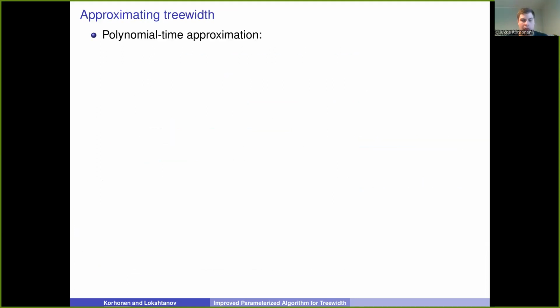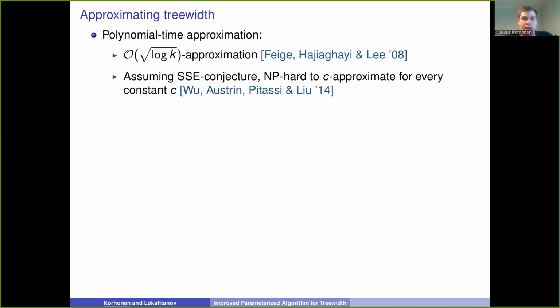Then we also have some results about approximating Treewidth. Let's first review the literature. For polynomial time approximation, the best algorithm is an O of square root of log k approximation given by Feige, Hajiaghayi, and Lee in 2008. And it's known that, assuming the small set expansion conjecture, it's NP-hard to approximate Treewidth within any constant, which was proven by Wu, Austrin, Pitassi, and Liu in 2014.